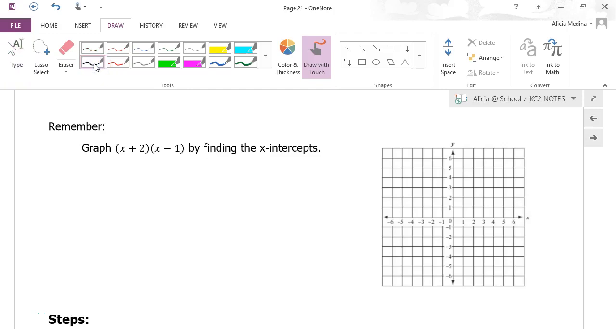Hey guys, in this video we're going to be doing Target 2C.5 and our master learning objective is being able to solve quadratic equations by factoring to find the x-intercepts.